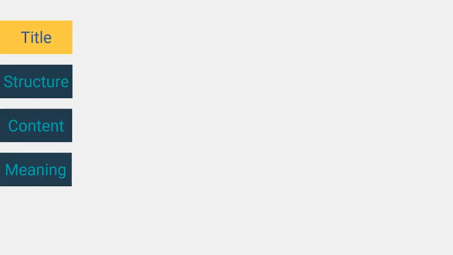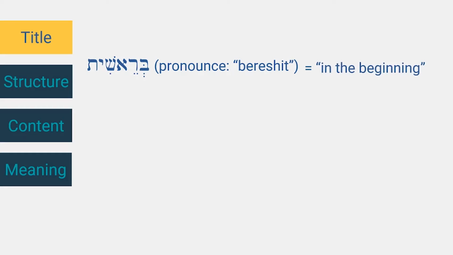The topic of this video is the book of Genesis, and to get right into it, let's start with the title and what it means. Before we look at the English title of Genesis, let us first look at the Hebrew title, which is Bereshit. Bereshit is the first word of the book, which was a common way of giving titles to books back in ancient times, and it means in the beginning.